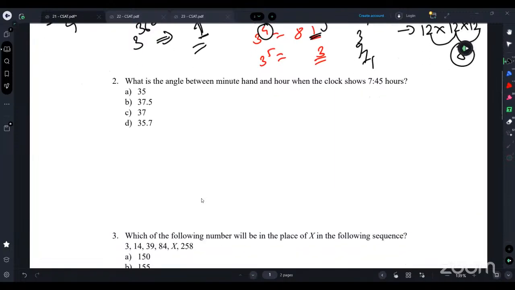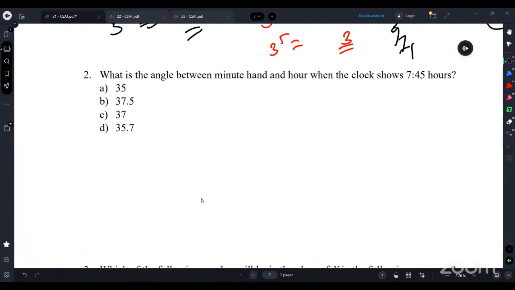See the next now. What is the angle between the minute hand and the hour hand when the clock shows 7:45 hours? See now, guys, what is the shortcut to solve such questions? You have hour time and minutes time. The hour is 7 and the minutes are 45. So you multiply the hour by 30, because the angle between every hour, let's say 1 and 2 or 2 and 3, for the hour hand is 30 degrees. So that will be 210 degrees. Then you calculate the angle for minutes.